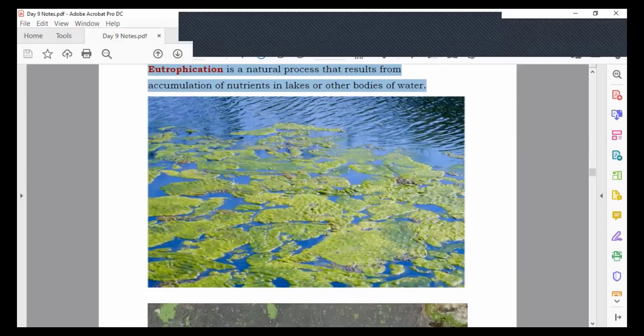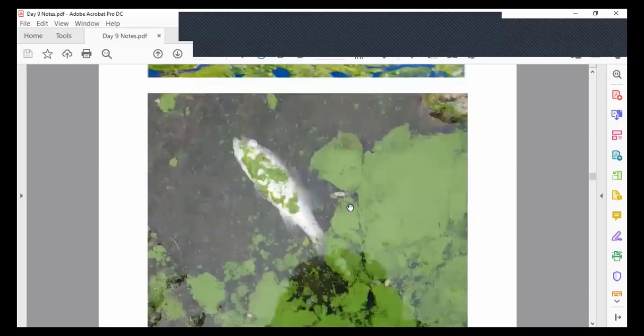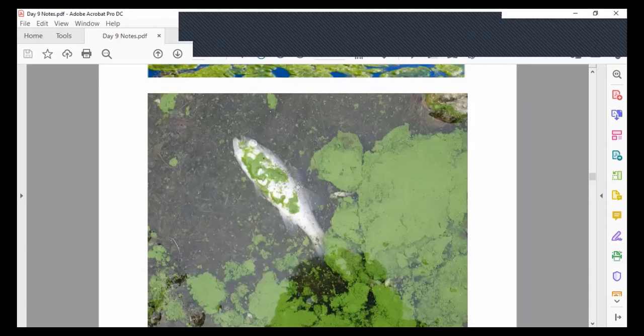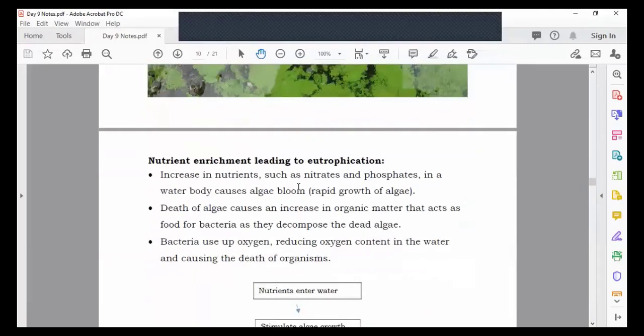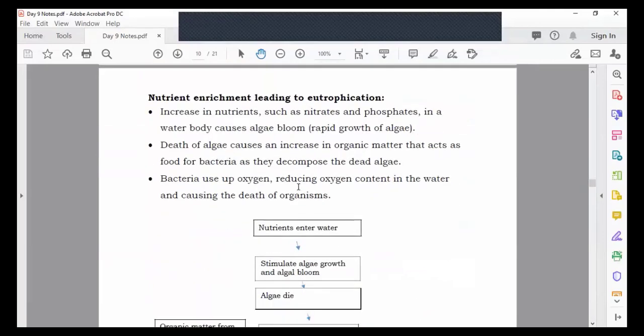You can see this diagram. Due to this, you can see the fish are dying, because it will not allow the sunlight and sometimes even the oxygen to pass through the water, which is used by the animals as food or for photosynthesis. So we'll see them now.